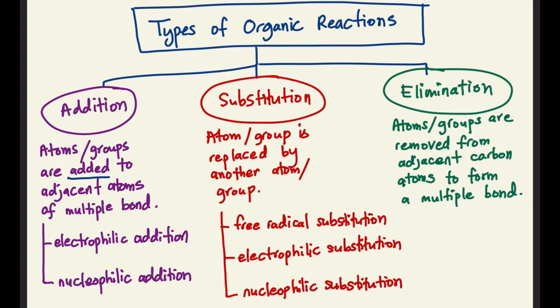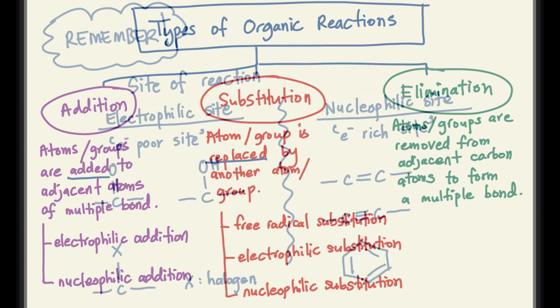For the substitution reaction, the atoms or group is replaced by another atom or group. There are three types of substitution, which are free radical substitution, electrophilic substitution, and nucleophilic substitution. For the elimination reaction, the atoms or groups are removed from adjacent carbon atoms to form a multiple bond. It can either be a double bond or a triple bond.